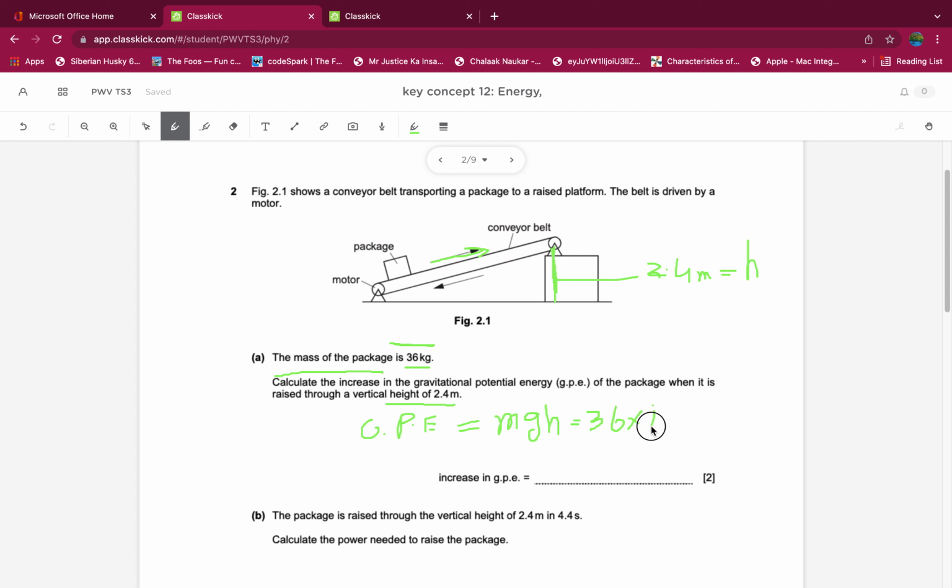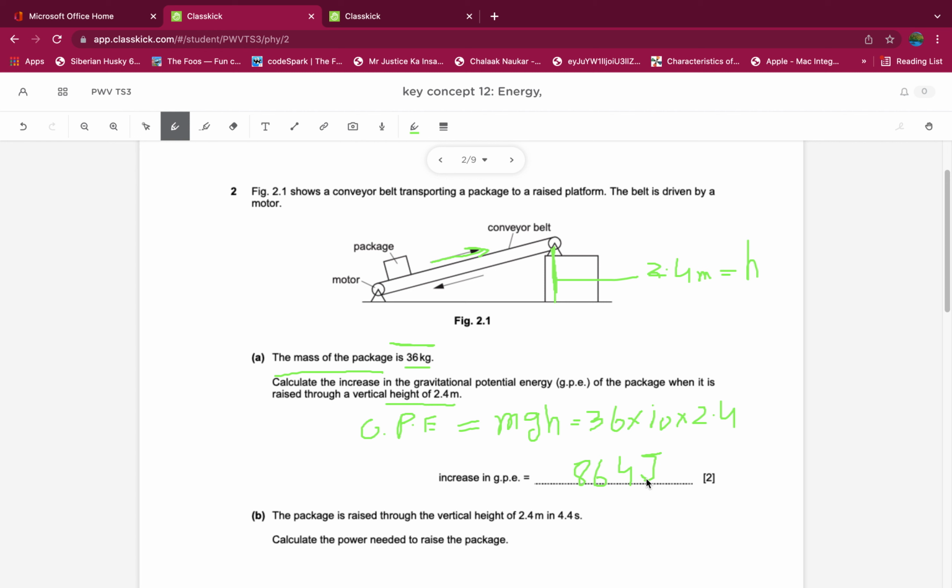Okay, and what is h? 2.4 meters. So simply multiply these three quantities and you will find the increase in its potential energy as it moves from the ground to the height h. So that potential energy is 864 joules. Joule is a unit for energy, any kind of energy, kinetic energy, potential energy, or any other kind of energy. The proper SI unit for energy is joule.